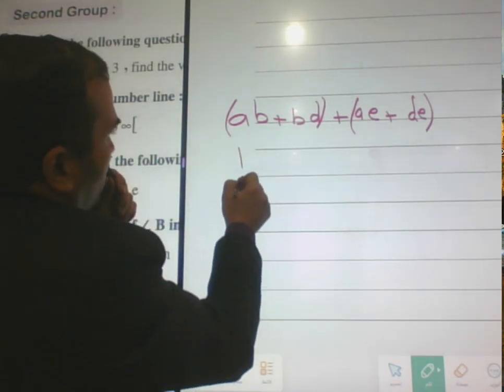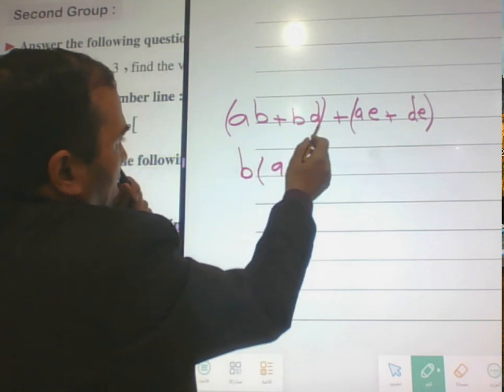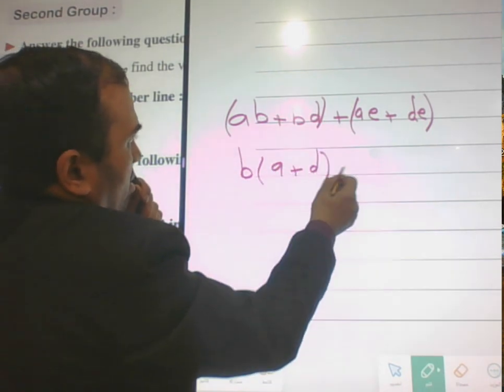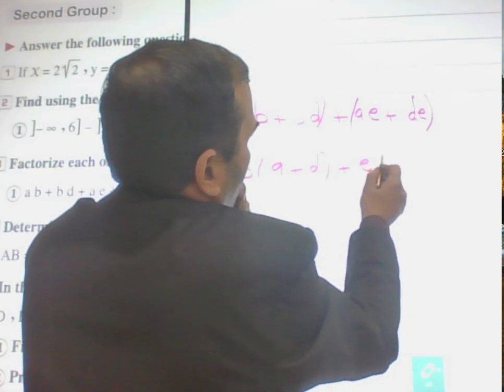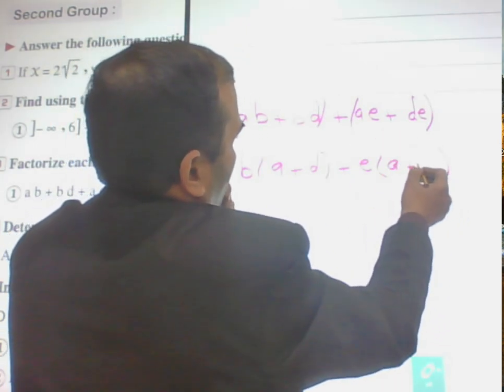B was repeated. In the remainder, AB divided by B equals A, and BD divided by B equals D. And here we have E repeating. EE divided by E equals E, and DE divided by E equals D.